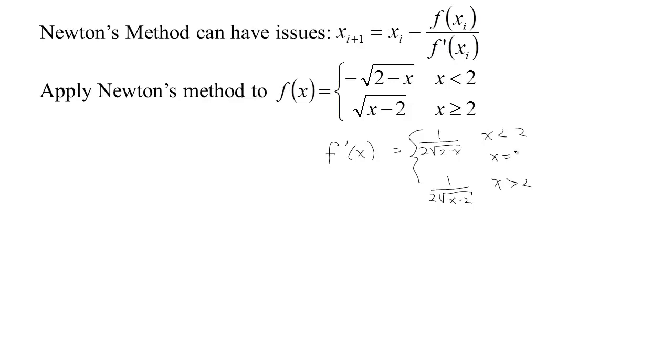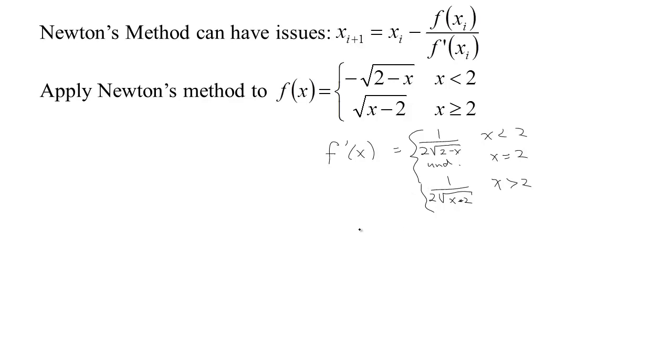So if x is equal to 2, then the derivative is going to be undefined. But if x is equal to 2, that's actually the zero of this function, because if you plug in 2, 2 minus 2 is 0, and the square root of 0 is 0. So 2 is actually the 0 of this function. Okay, so we've got the derivative.